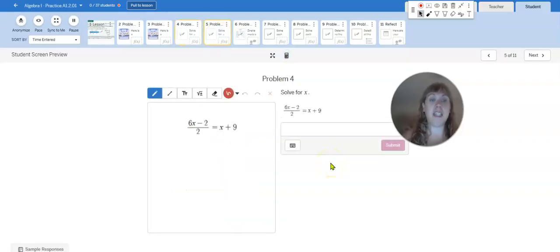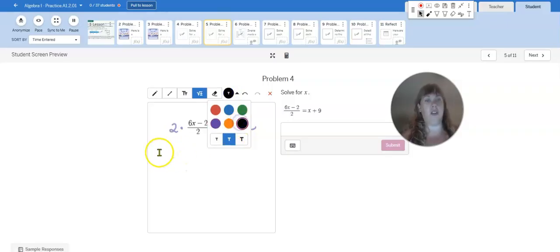Problem 4, we have 6x minus 2, all divided by 2 equals x plus 9. All right, so we got our x's all over the place, so we got to do some cleaning up here. The best way to start with these types of problems, we don't want to have these big division bars, so let's get rid of that. The opposite of dividing by 2 is multiplying by 2.